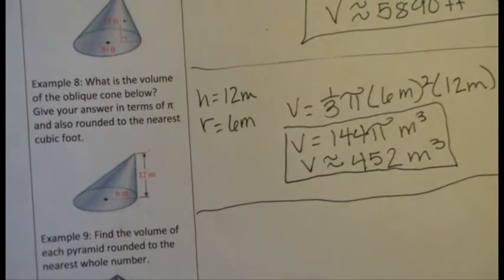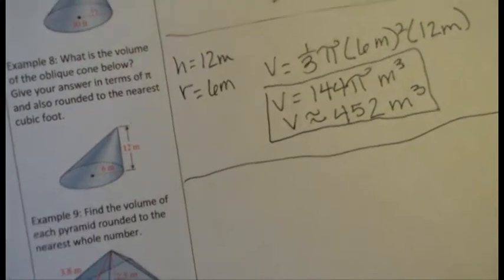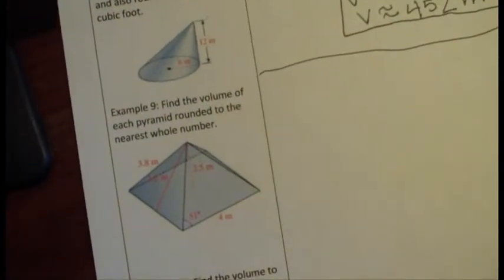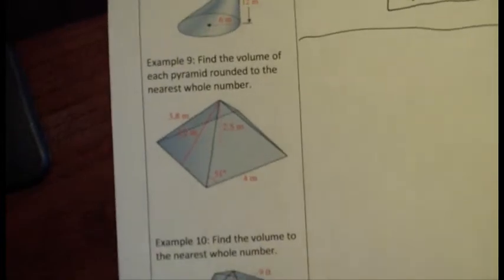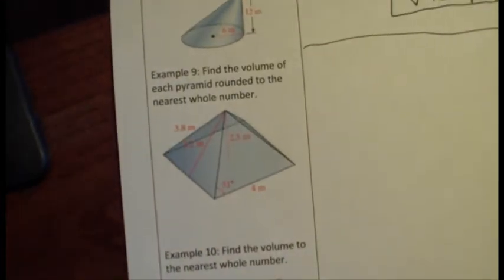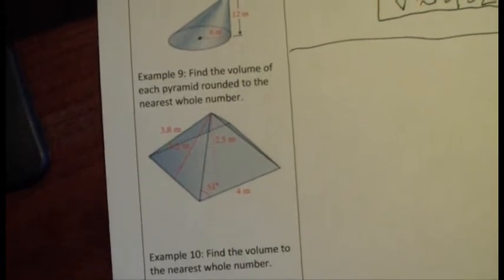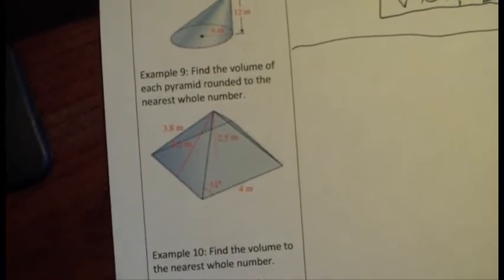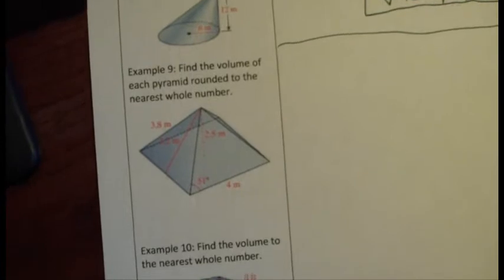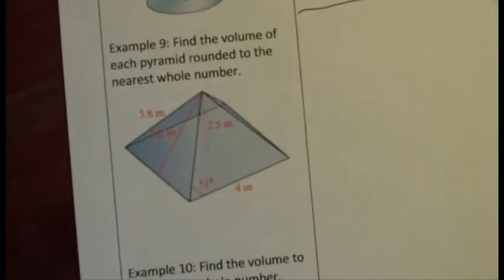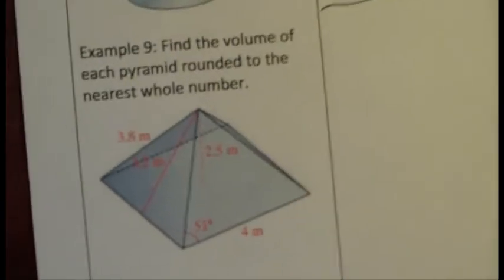Alright, so the last two examples are like some of the ones in the homework, so I wanted to go over some of them with you. So this one here says to find the volume of the pyramid rounded to the nearest whole number, and you'll notice it's giving you a whole bunch of information that you don't necessarily need. So let me zoom in on that a little bit so we can see what we're given.